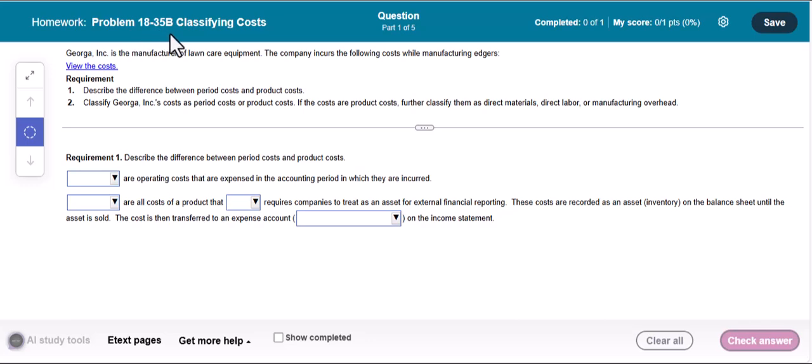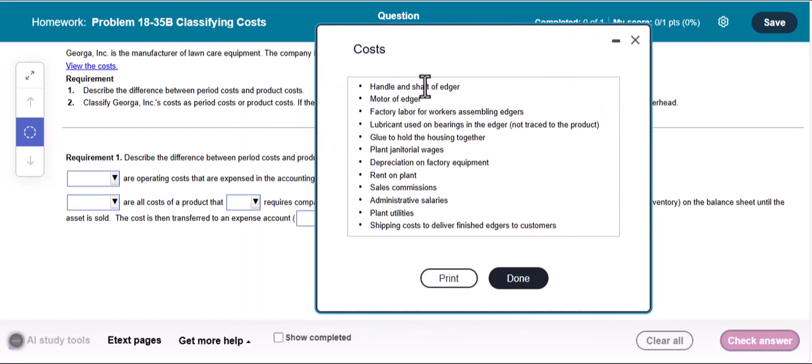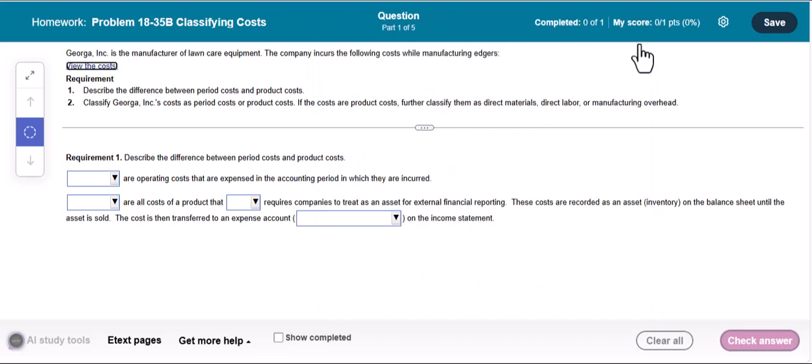Problem 18-35B, classifying costs. So I'm going to pronounce this as Georgia Inc. is the manufacturer of lawn care equipment. The company incurs the following costs while manufacturing edgers. So we can go ahead and open up the costs, have a quick peek at those. These will show up here at the bottom so we can close out of this for now.